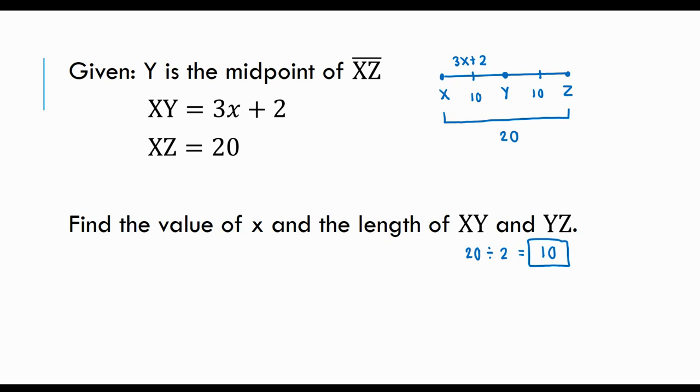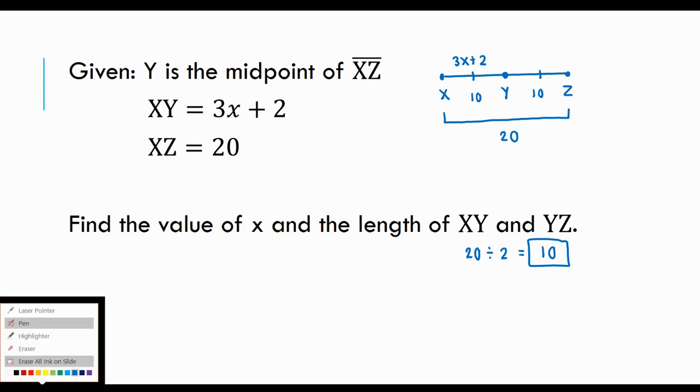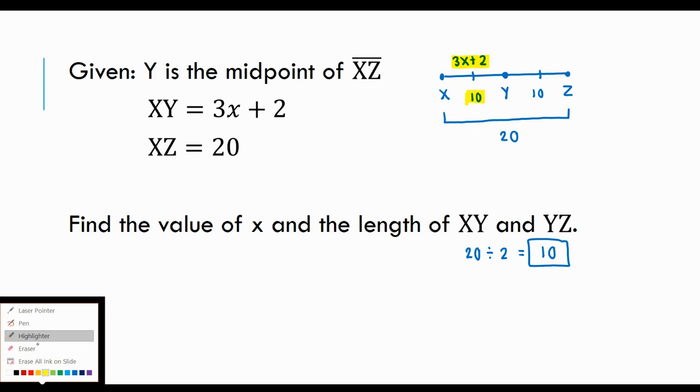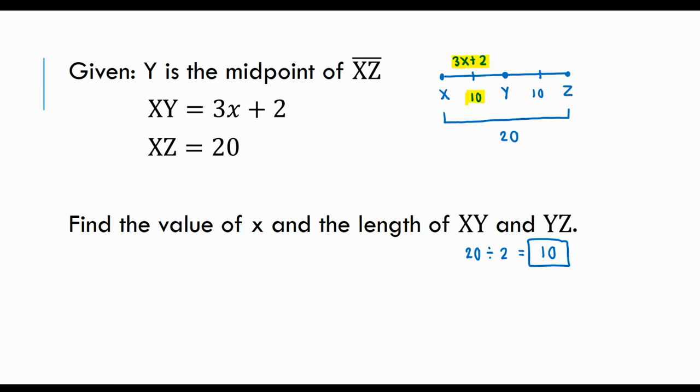But now going back to the first part, it says find the value of x. Well, notice that in this particular problem, we know that 3x plus 2 represents that segment XY, but I also know that it's a length of 10. If those two things deal with the exact same segment, then I get to set them equal to each other. So 3x plus 2 is going to equal 10, and that's how I'll start solving for x.